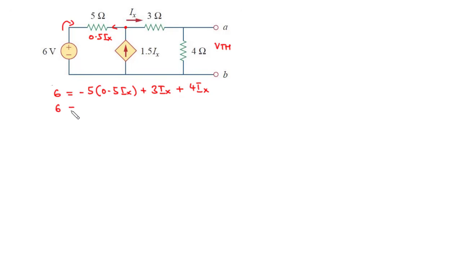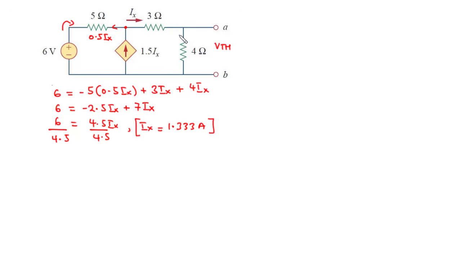So let's simplify this. We have 6 equals negative 5 times 0.5, which is negative 2.5, times Ix, plus this becomes 7 Ix. Now negative 2.5 plus 7 is 4.5. So we have 4.5 Ix equals 6. We divide through by 4.5, and then we have Ix equal to 1.333 amperes. So that is the value of Ix.